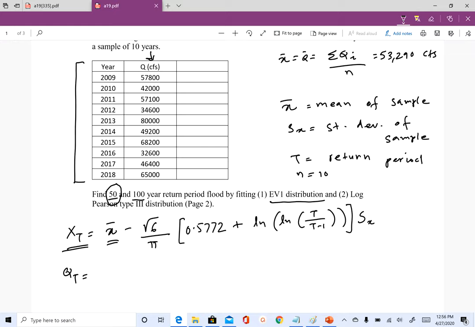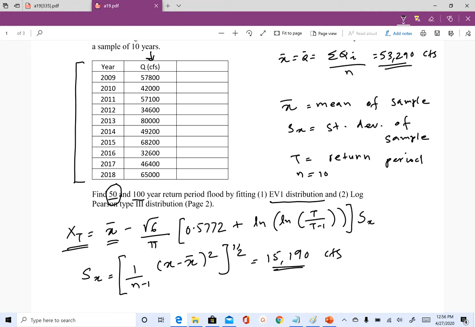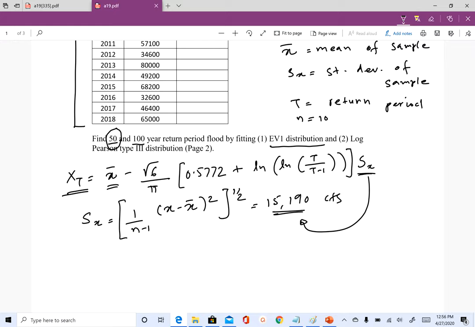If your calculator does not allow you to calculate standard deviation, the expression that we have for standard deviation is the square root of 1 over n minus 1 times the summation of x minus x bar squared. So again, x in this case is all our discharge values, and x bar is the mean discharge, which is 53,290. And again, I have done this for you, so the number that I got is 15,190 CFS.